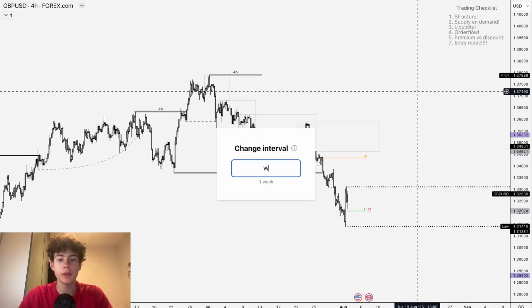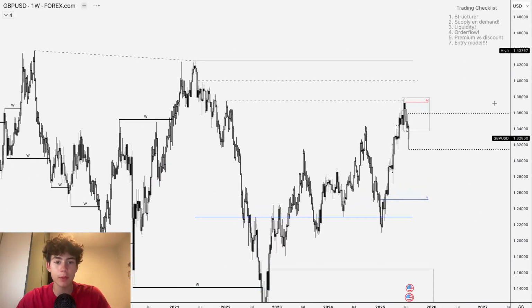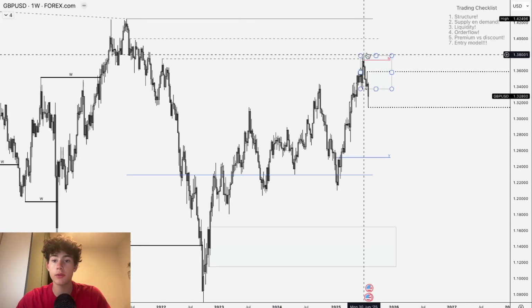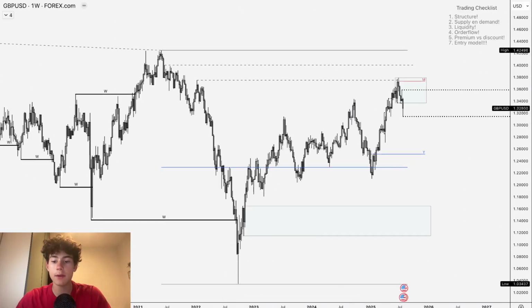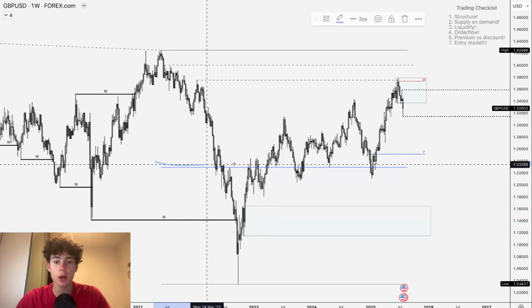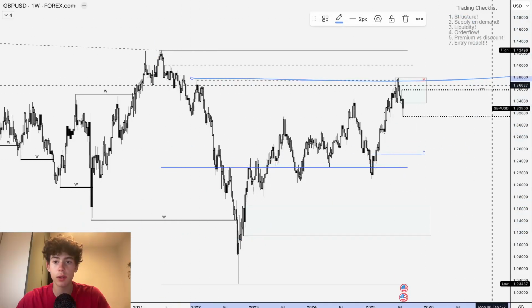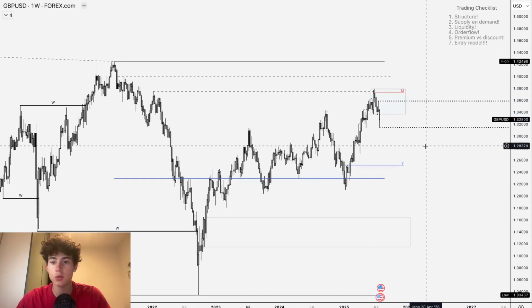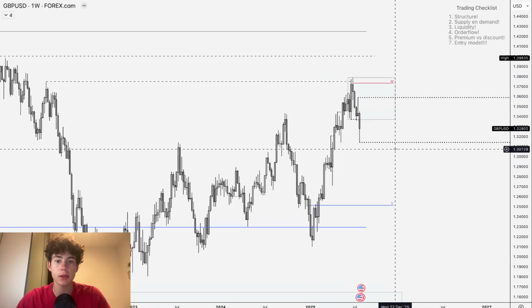Going over to GBPUSD, again from the weekly time frame, we took some liquidity, which definitely could be a point where we could reverse from. And if we take a look, the structure is bearish, we are inside premium prices, we took liquidity, and now we also created the bearish order flow as well, with that supply being in control.